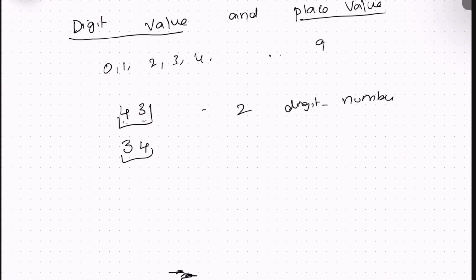The place value is the value based on the digit's place. For example, let us understand how the places work when a number is formed, say 343. There are three digits in this number, and each has a different place. This is the units place, this is the tens place, and this is the hundreds place. So there are different place values for each digit.